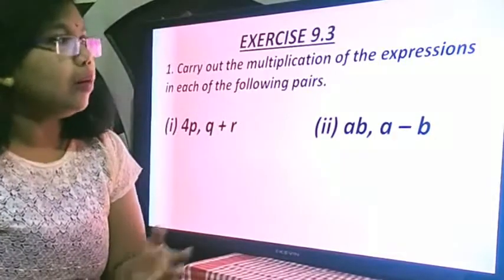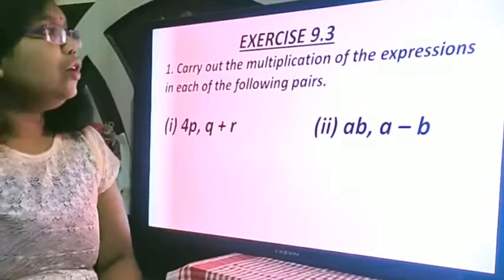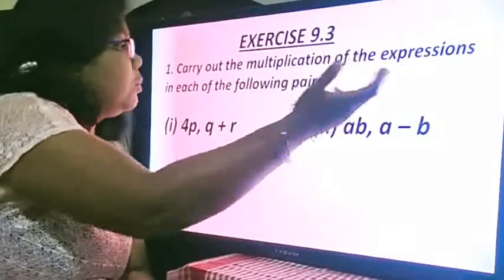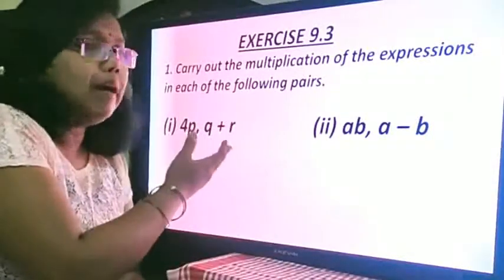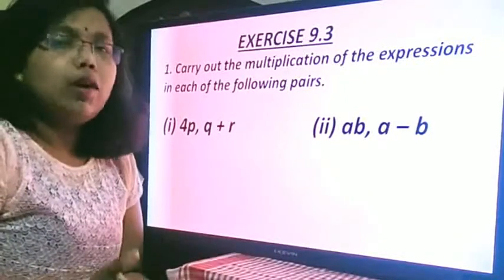Hello children, in this video we are going to continue with our chapter algebraic expressions and do exercise 9.3. Now in here we are going to carry out multiplication of expressions in each of the following pair. That means here we are going to multiply a monomial by a binomial or vice versa.